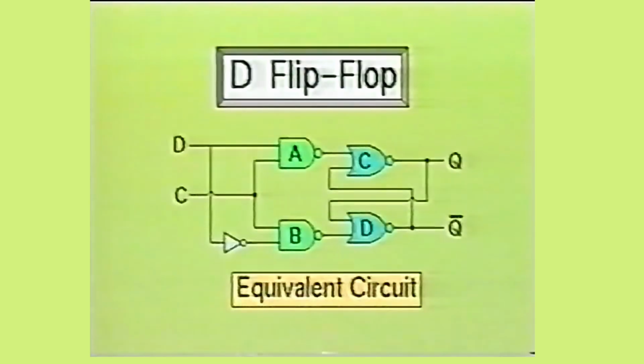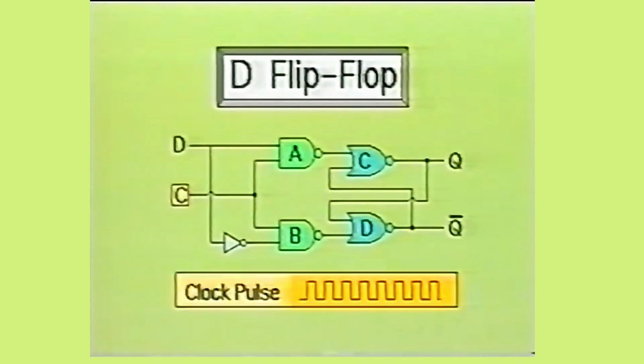To better understand the D flip-flop, we will examine its equivalent circuit. Notice that this circuit consists of two NAND gates, two NOR gates, and one inverter. We also have a clock input, a data input, and two outputs, Q and not Q. The clock input is a recurring signal that initiates the transitions of the flip-flop.